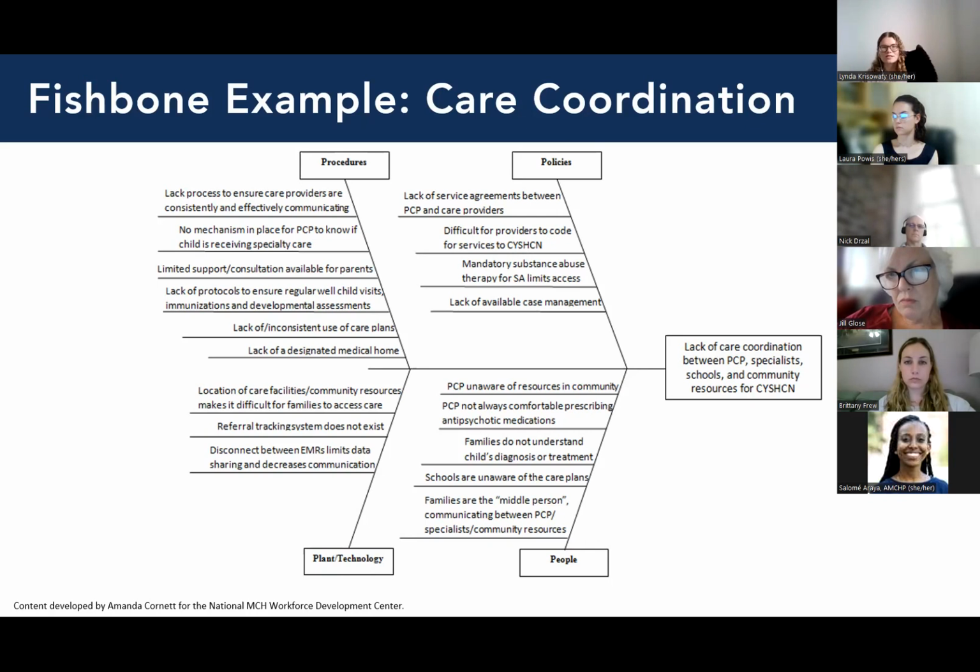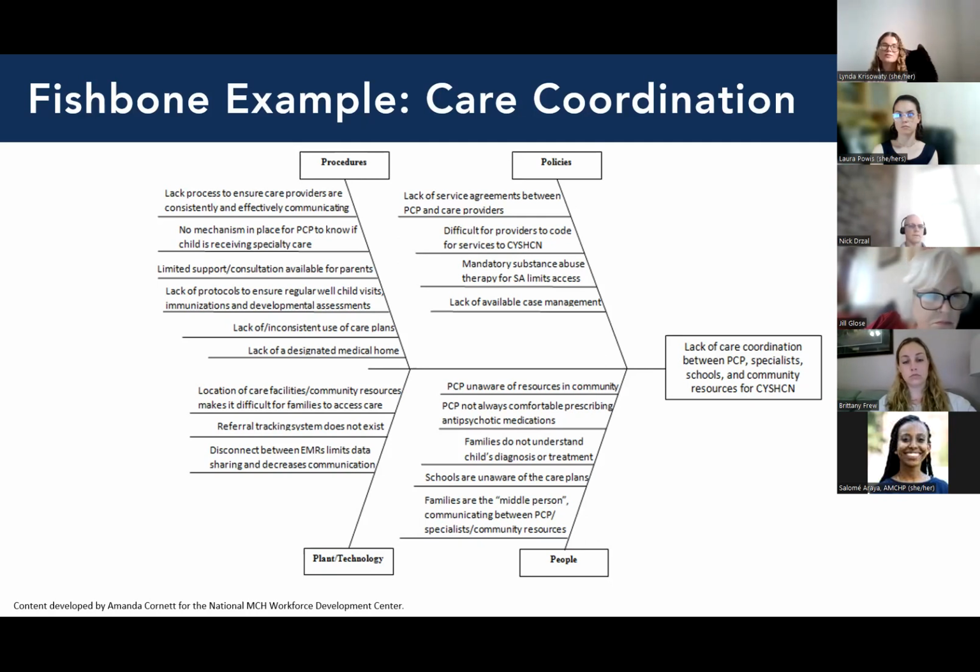So for example, you can see that for technology or setting, they identified a few things contributing to this particular piece. They thought maybe it was the location of the facilities, maybe there was an issue with the referral tracking system, and maybe there were also some potential challenges with electronic monitoring and record communication. Once they went through this process of outlining the different causes, they then looked to see which of these 4 areas would have the biggest impact on the problem statement that they had listed.